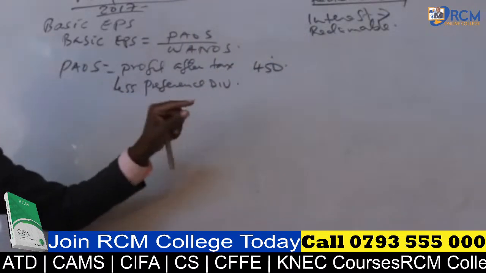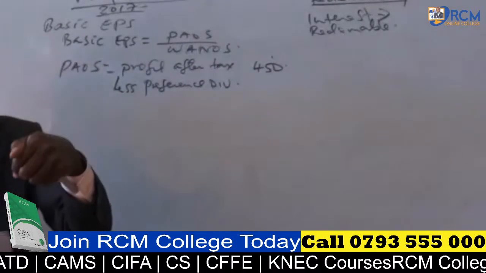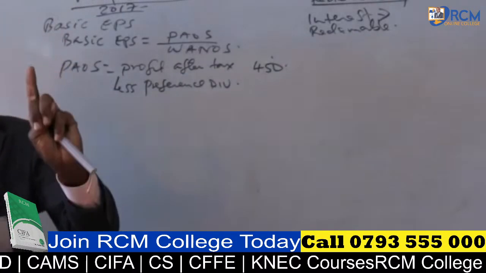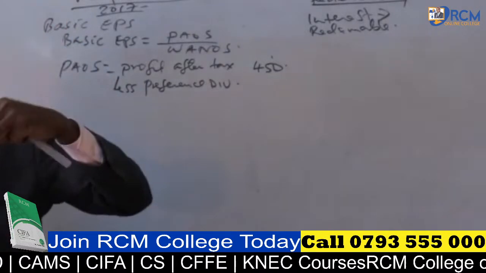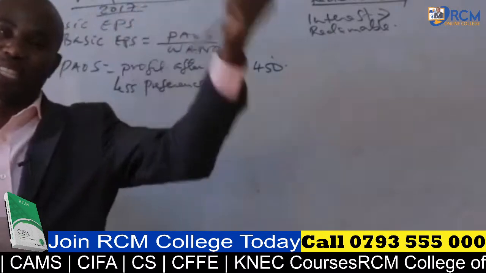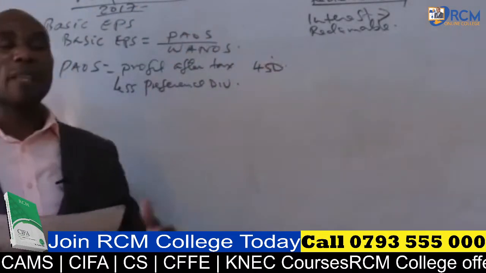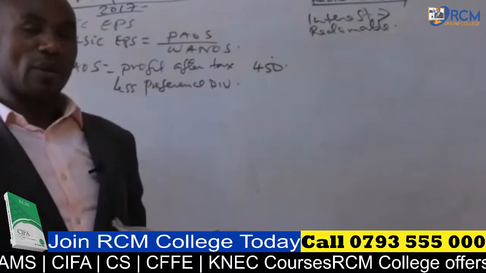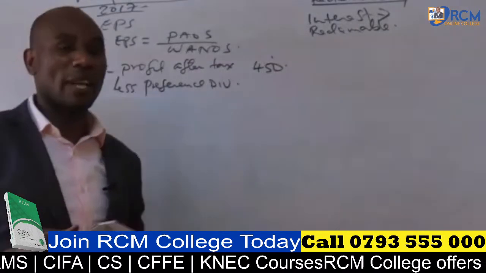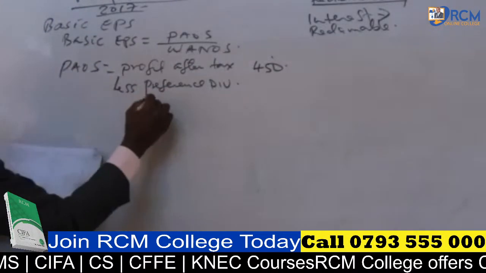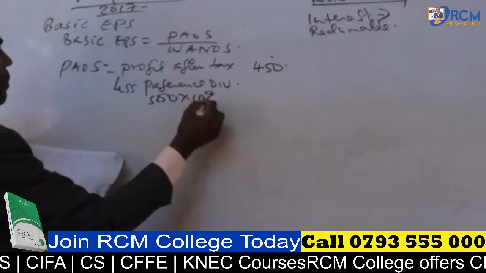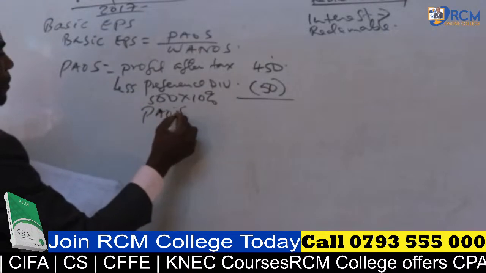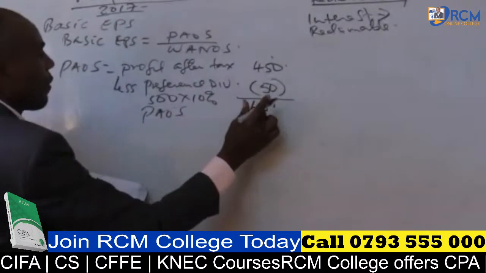Here we are only going to subtract convertible, or if you have irredeemable. Remember, we have two types, either irredeemable or redeemable. Irredeemable is capital because it will be in the company for the foreseeable future. But if it is redeemable, it means in 1 or 2 years, you are going to buy it back. Therefore, that is a finance cost. Here I am only going to take 500 times 10%. Therefore, I get 50. Then I get my profit attributable to ordinary shareholders, which is 400.